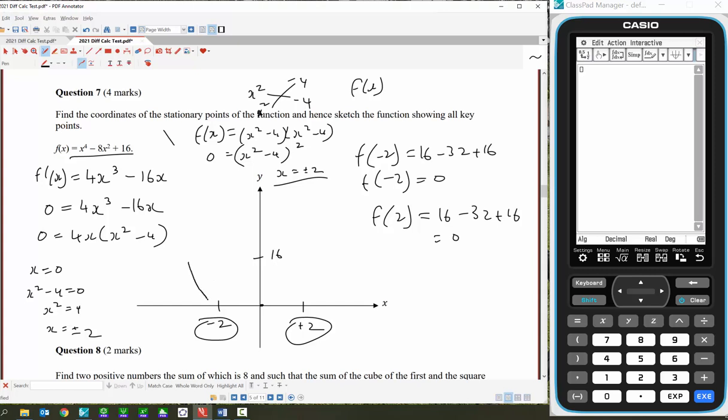So it comes down, goes through there, comes back up again. All right.